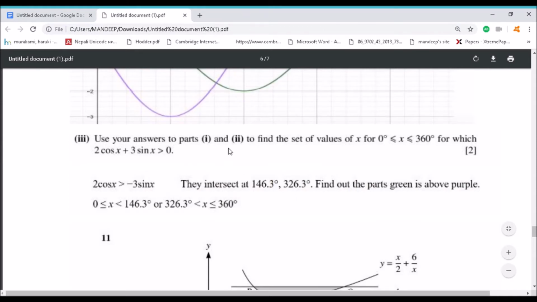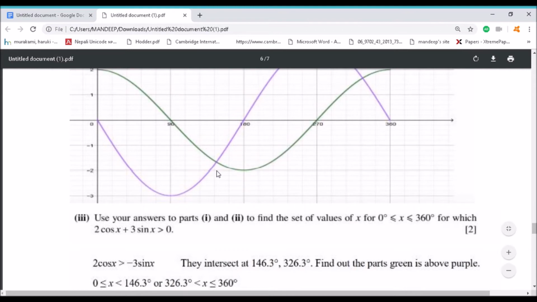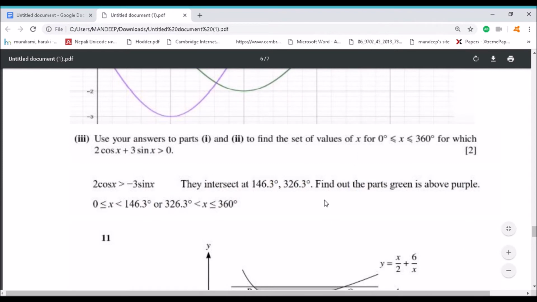Use your answer in part I and part II, and find the set of values of x, for x greater than 0 degrees and less than 360 degrees, for which 2 cos x plus 3 sin x is less than 0. So this means 2 cos x is less than minus 3 sin x, which means they intersect at 146.3, which is this part. So they intersect here at 146.3 and 326.3. So find out the parts.